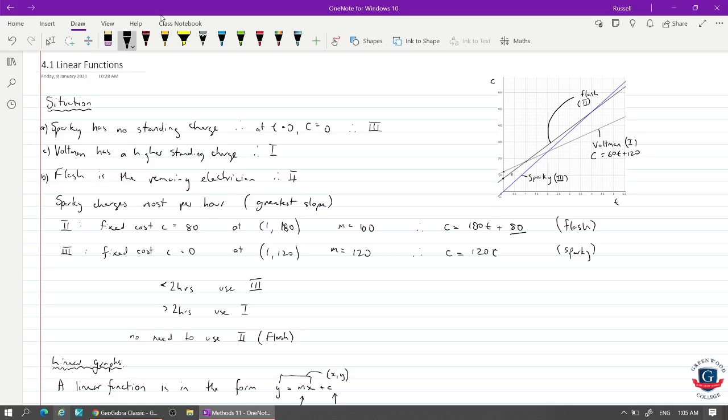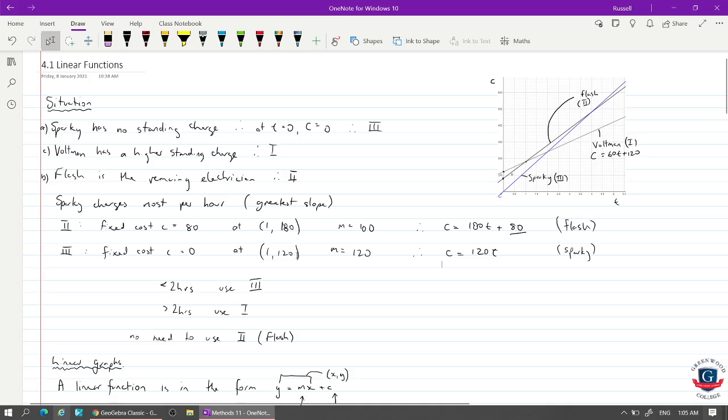Now, if we're looking for line 2, which is the grey line here, as we know, it crosses at 80, so that gives us the last part of the equation. We need to work out the slope. It's going across 1 unit. It goes from 80 up to 180, so the rise is 100. 100 over 1 gives us a slope of 100, and we can then put that into the equation. There's the equation for Flash.